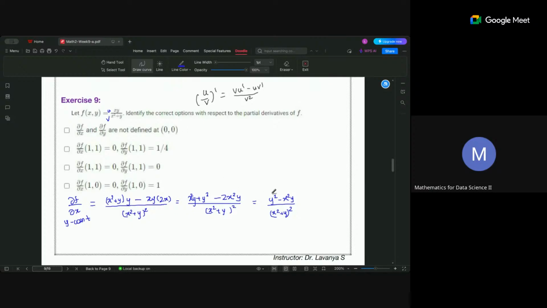So you need to compute it at the points (1,1), (1,0), and then (0,0). At (0,0), what happens? Is it defined? No, ma'am. The denominator becomes 0. If we substitute (0,0), the denominator and numerator become 0, so it's not defined. Yes.